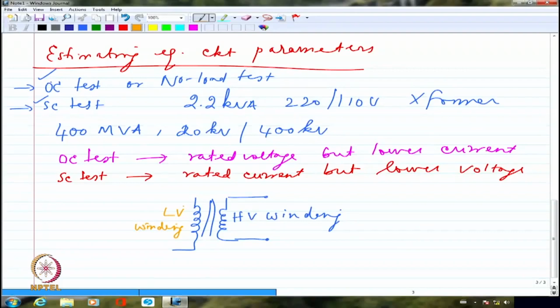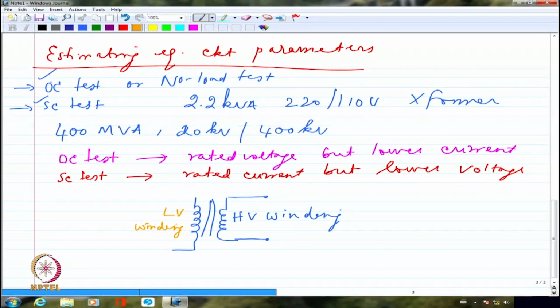If instead of 220 by 110, I think of 22 kV divided by 110 volts, it can even be like that. Then invariably I will try to apply 110 volts, because that kind of source is easily available, whereas 22 kV will be difficult to get. So I will always choose the low voltage winding to be energized in the open circuit test, because I am looking at applying rated voltage.